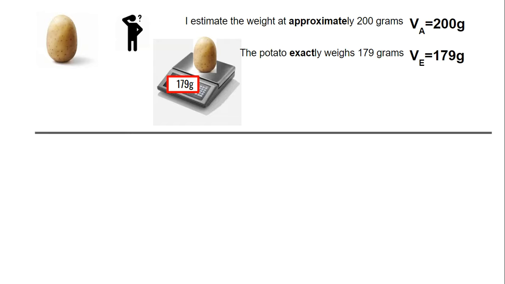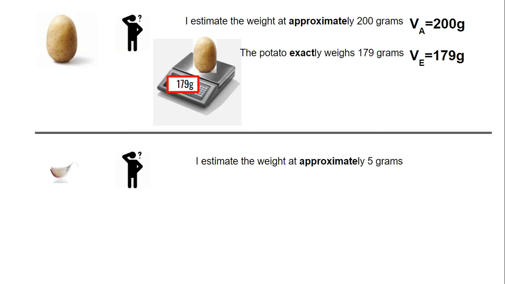Okay, let's start over again with a different thing. I'm going to start over with a clove of garlic. Now I try to estimate the weight of a clove of garlic, which is very small, very difficult to have an actual reference. So I'm going to say it's approximately, I don't know, like 5 grams. Why not? Looks pretty small. Approximate value of 5 grams.